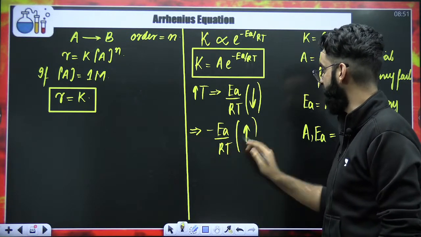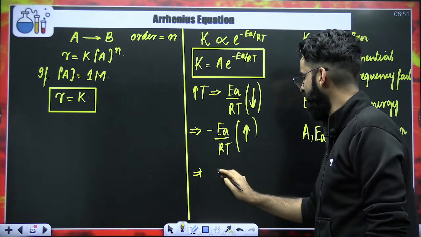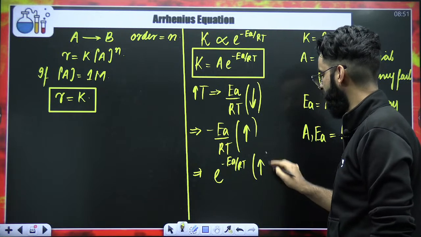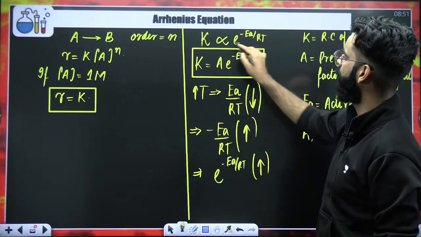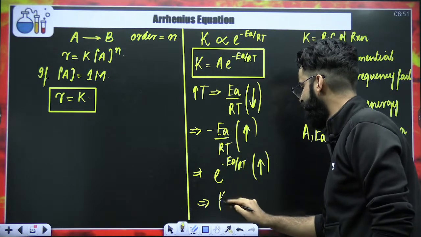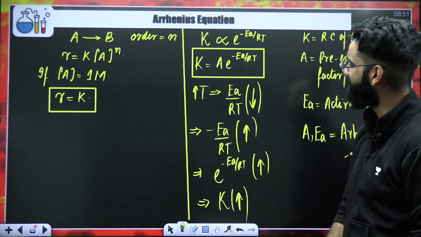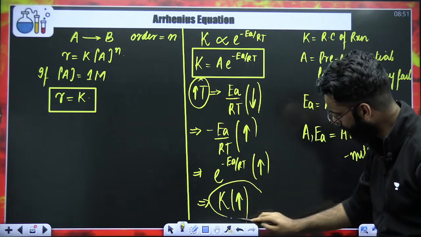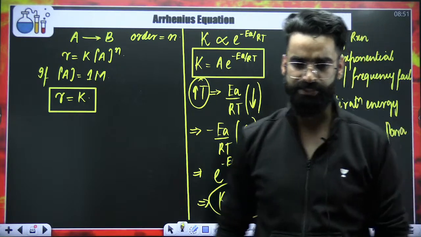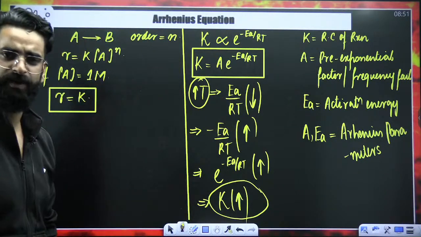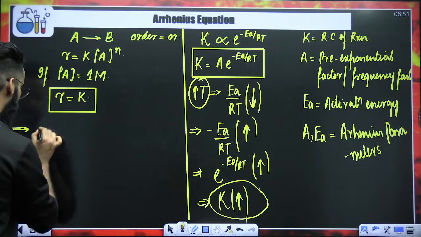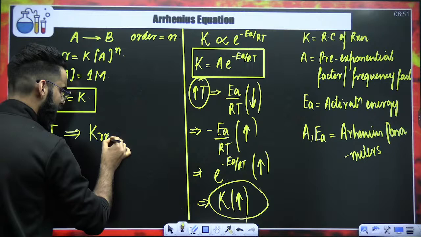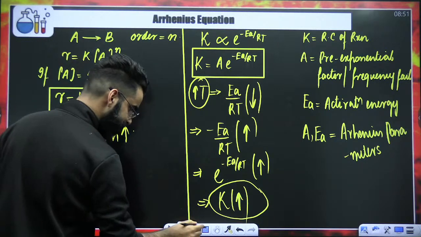If this whole term is increasing, what does that mean? That means e raised to the power minus Ea divided by RT, this whole term, will also increase. If this term is increasing, it eventually says that K is increasing. So basically what is happening? We are increasing the temperature of the reaction, and on increasing the temperature, the rate constant of the reaction is increasing. That's your Arrhenius equation. So the Arrhenius equation says that on increasing the temperature, the rate constant of the reaction increases.